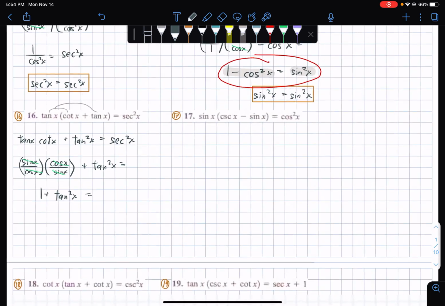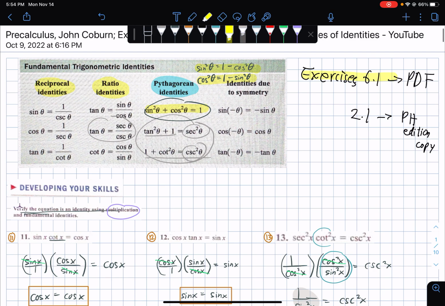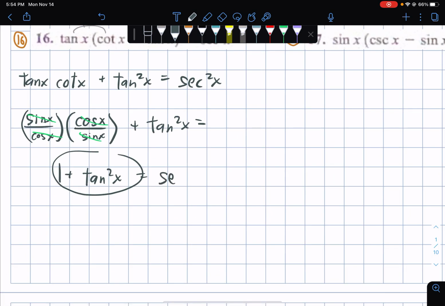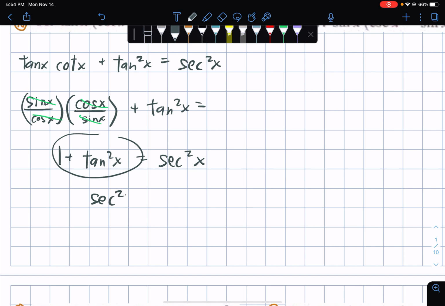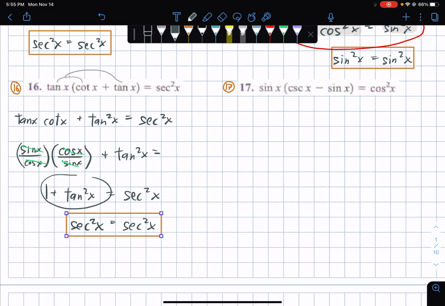What is equivalent to 1 plus tan raised to 2x? Let's see. 1 plus tan raised to 2x is secant raised to 2x. Are they the same? Yes. Therefore, this is verified. Alright, let's move to number 17.